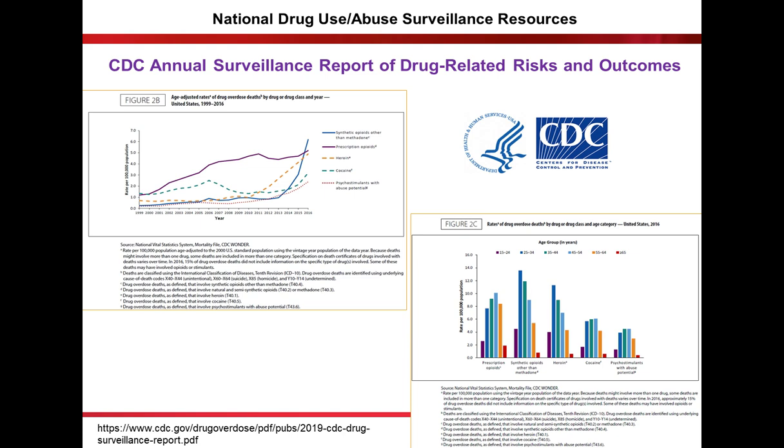So this first one, for example, shows the drug overdose death rate broken down by the drug or the drug class per year, right? And so here we see that the prescription opioid death rates have increased year over year, and we also see now that the dark horse coming up is the synthetic opioids other than methadone, which are now the ones that are responsible for the highest death rates.